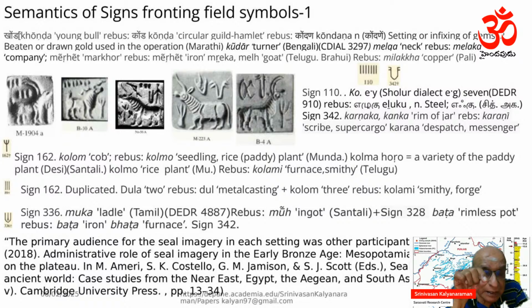Okay, the primary audience for the seal imagery in each setting was the other participant. Who is receiving the seal? Somebody on the other side who is receiving this cargo. He understands this sign. He will match it and then receive the documents, receive the cargo. Okay, that's how the trade barter was getting transacted.